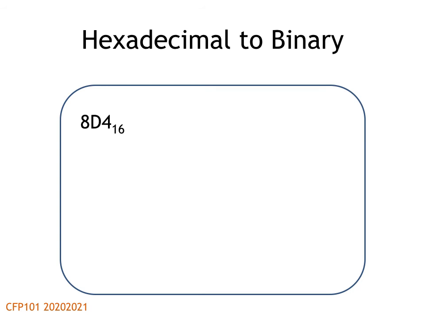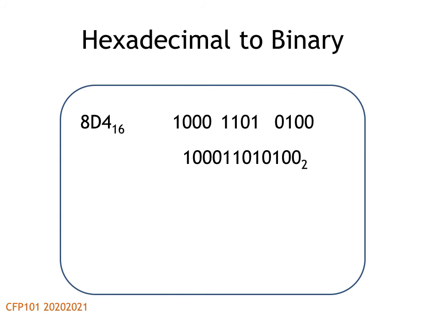Now let's try converting from hexadecimal to binary. Given 8D4 in base 16, what do we do? Remember, 4 bits if it's hex. So let's write down each hexadecimal digit into its equivalent 4-bit binary number, starting with 8. 8 is 1000 in binary. D is 1101 in binary. And 4 is 0100 in binary. Then all you have to do is write them all together. 100011010100 in base 2.